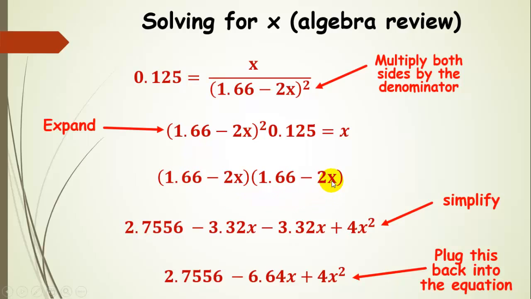1.66 times negative 2x, it's going to be negative 3.32x. We're going to do it again. Minus 2x times 1.66, that's going to give us minus 3.32x. And then we're going to multiply negative 2x times negative 2x, and that's going to give us positive 4x squared. So now we need to simplify this a little bit. So notice we have 2 terms here that are both in x. And so we're just going to add those together, and we end up with minus 6.64x. We're going to take this whole thing right here, and we're going to plug it back into our equation.